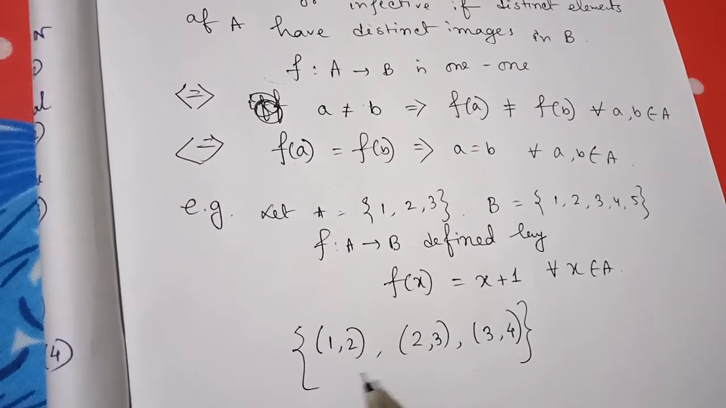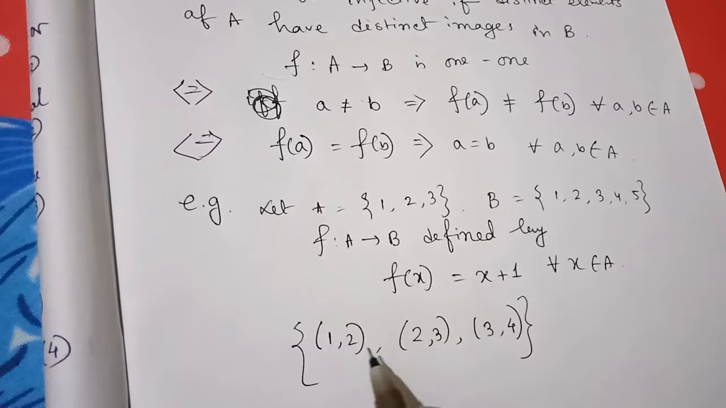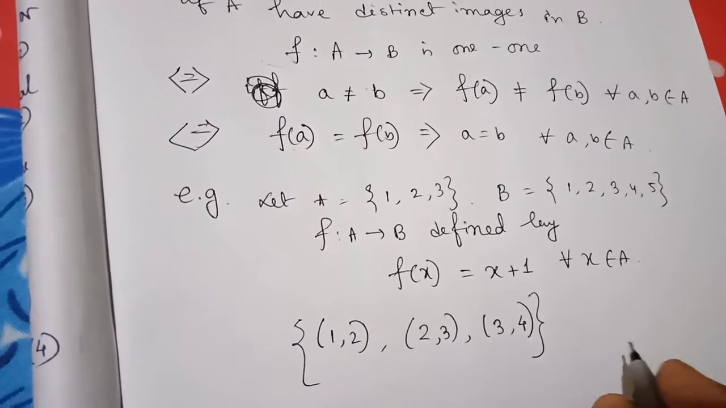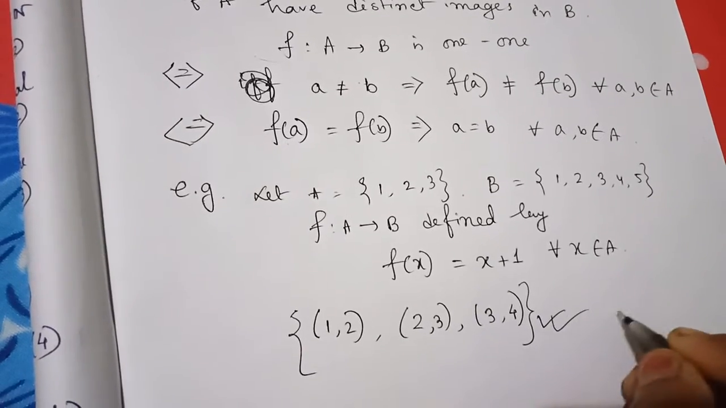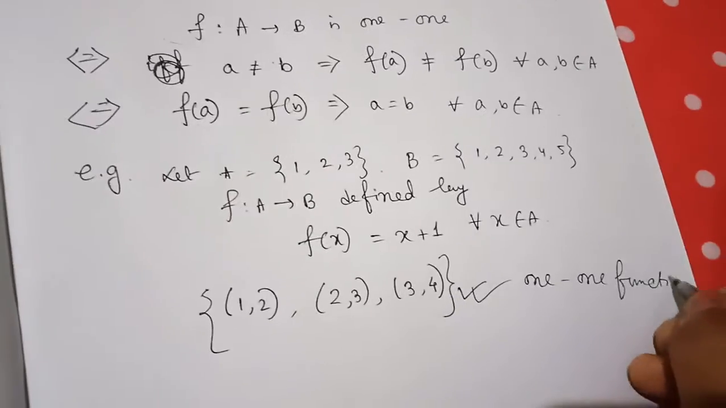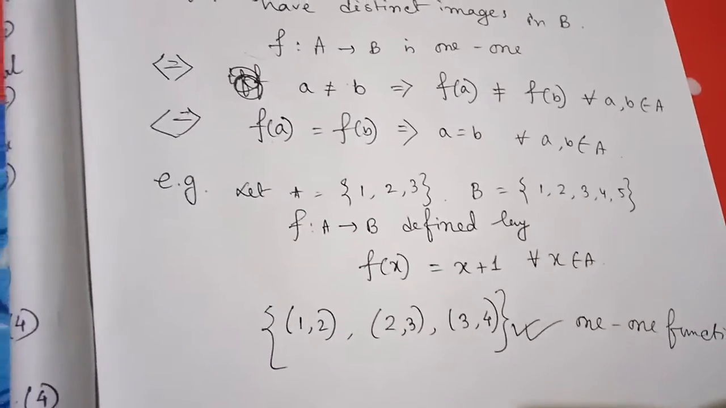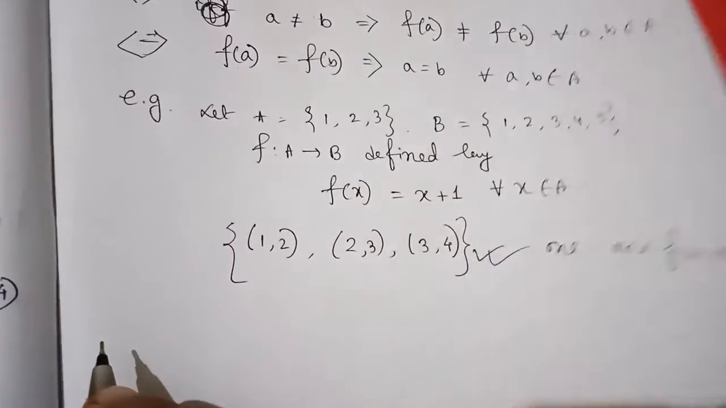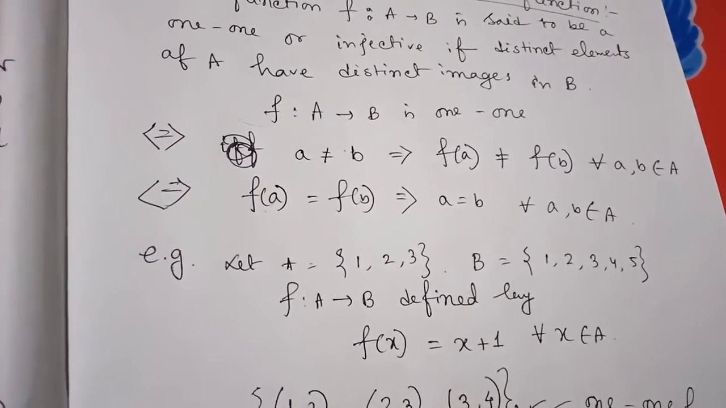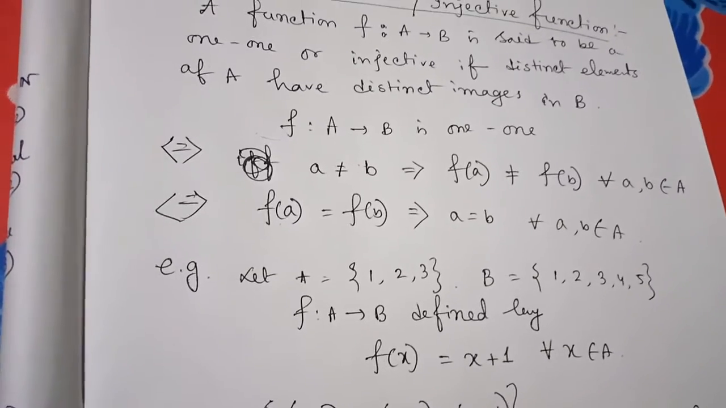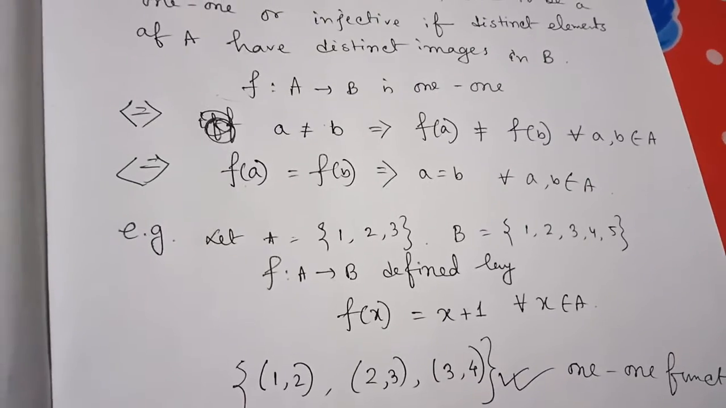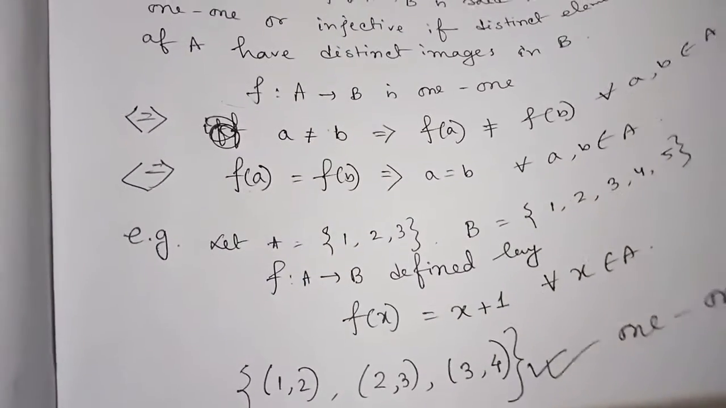No elements are having the same images. Every element is having different images. That means this is a one-one function. Now there are some questions where we have to check whether the given function is one-one or not. So we will do that. An example can be done.